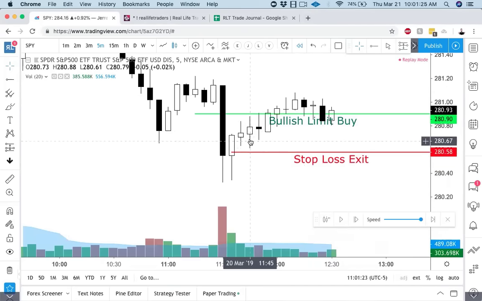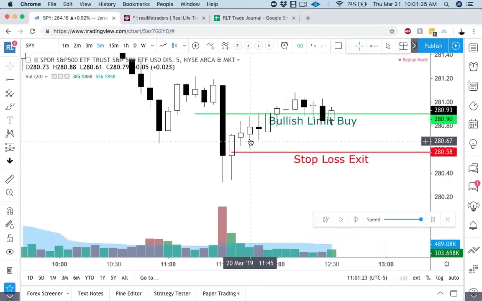Number two, I'm looking at the left, and I'm noticing something that's specific. I'm noticing a lot of volume with a big bearish candle at approximately the exact same price that we're at now. And what did it do last time? It bounced. Cool. So let's see if it can do it again.